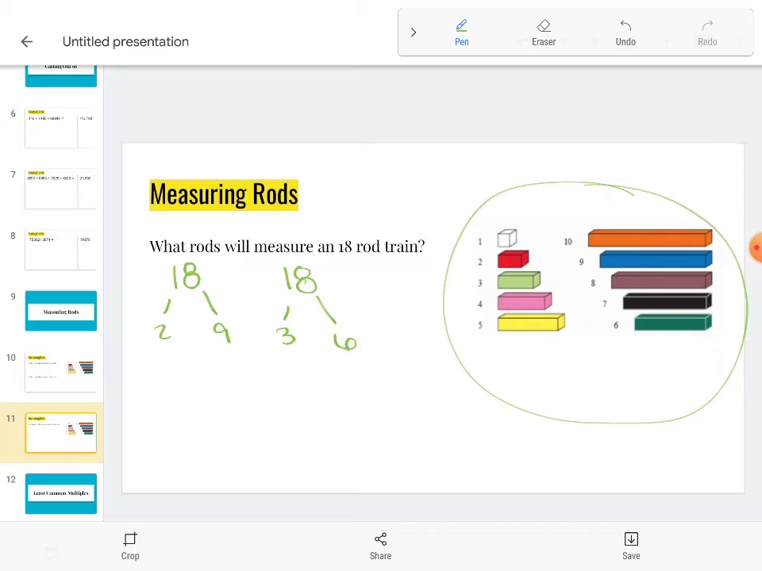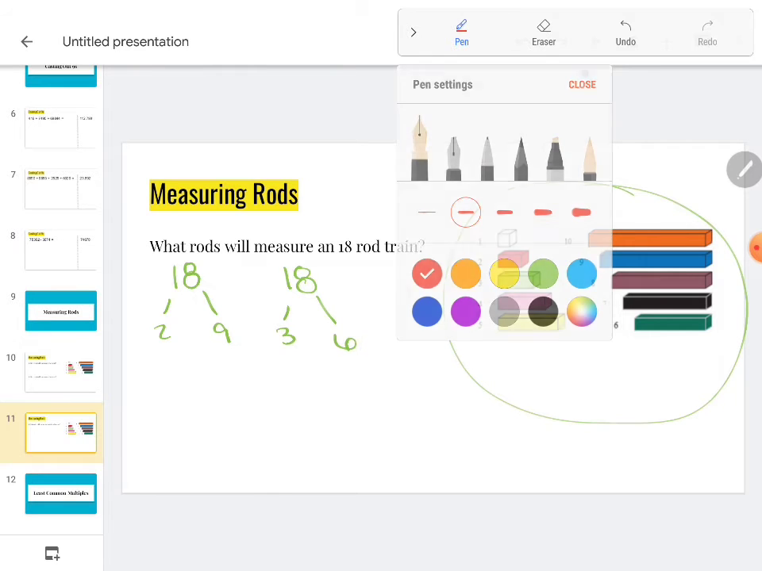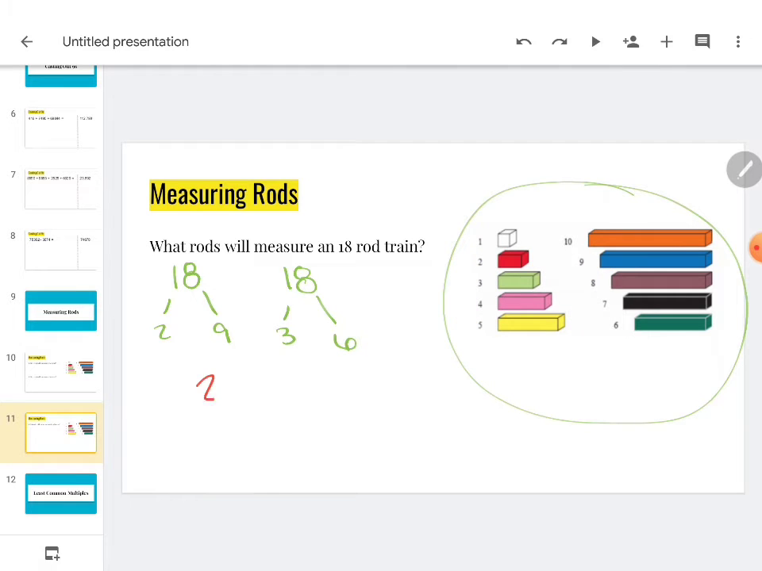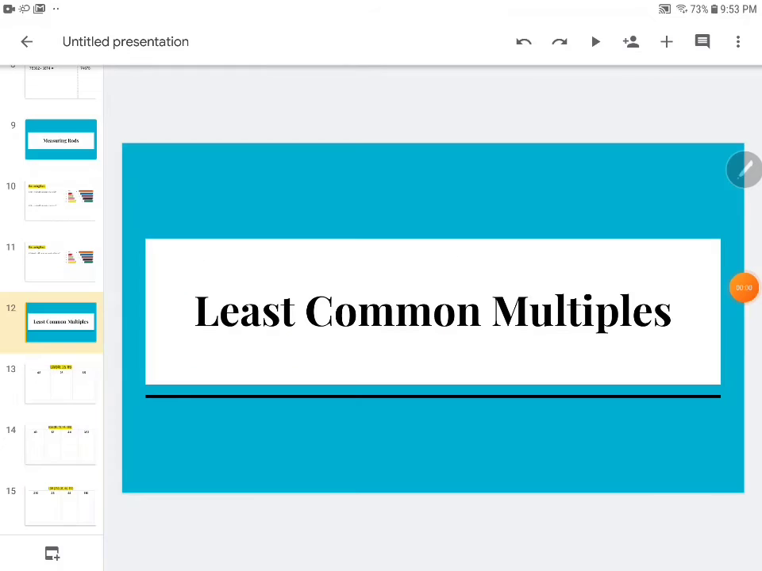And I believe that will be it for our solution. You're welcome to go over this if I missed anything. As far as this goes, I believe we will need our red right here, and our solution will be 2, 3, 6, and 9. For our next problem, we're going to go ahead and discuss least common multiples.